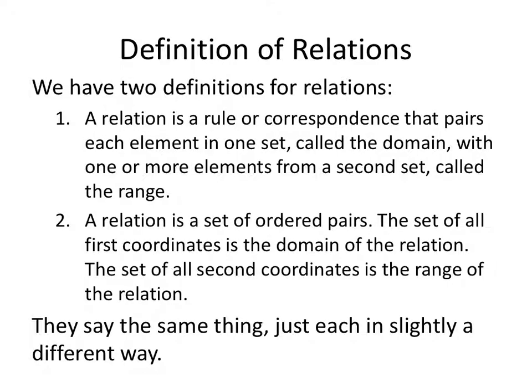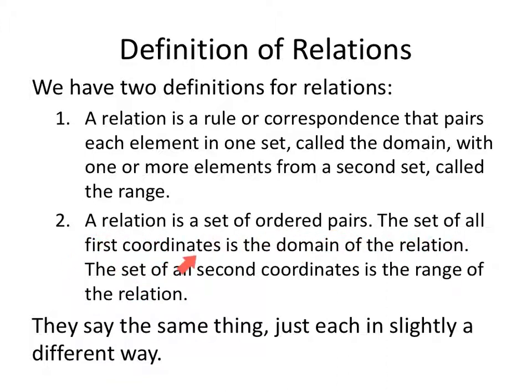So let's start with relations. We have two definitions for relations, and we're not talking about your cousins here. Mathematically, a relation is a rule or correspondence that pairs each element in one set, called the domain, with one or more elements from a second set, called the range. All right, so a relation is a rule that pairs elements together. We could also say a relation is a set of ordered pairs.